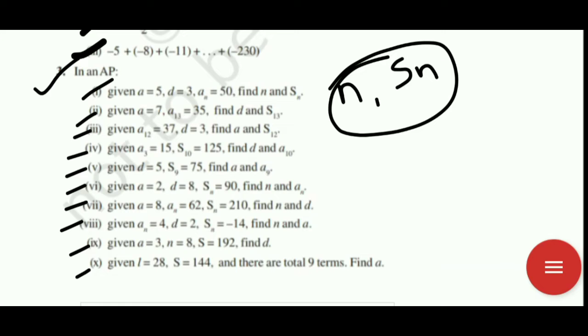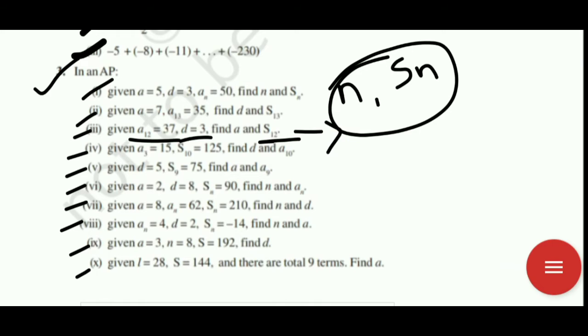Expand this A12. See, this A12 is given in the question. You can expand it by A plus 12 minus 1 into D is equal to 37 and put the value of D. So you can find the value of A from that formula. Then you can substitute in the Sn formula, S12 formula. You can take N is equal to 12, A you will find, D is equal to 3, 12th term A12 is 37. So you can find this one easily.